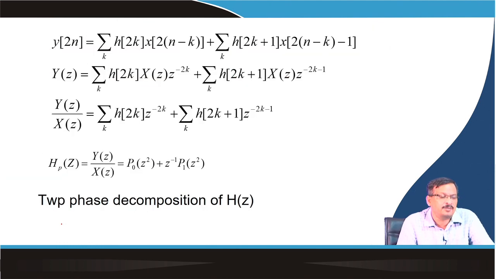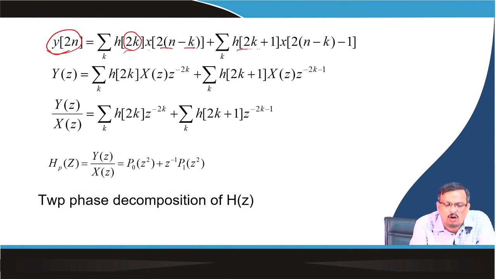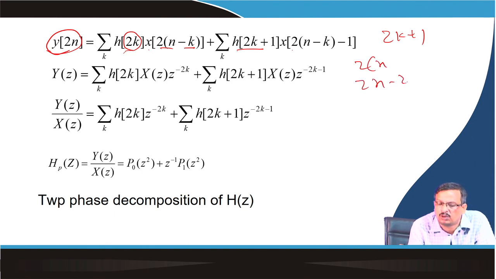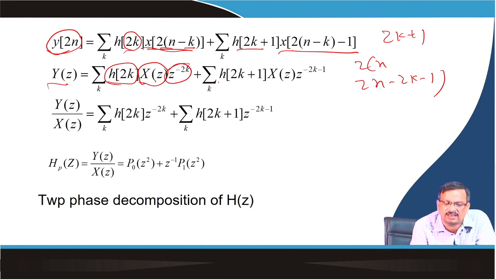Now, if I say this is y even, y of 2n, it exists for 2k, giving 2n minus 2k, and 2k plus 1 is odd. So it is 2n, 2n minus 2k, and 2n minus 2k minus 1. So I can say Y of z is equal to the sum of h of 2k times X of z. This is X of z times z to the power minus 2k. Similarly, this is X of z times z to the power minus 2k minus 1.